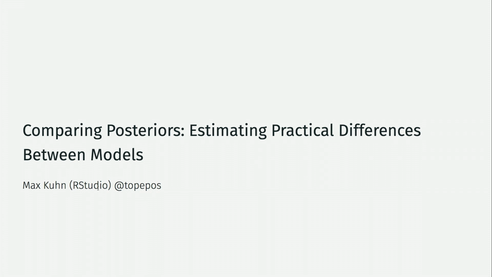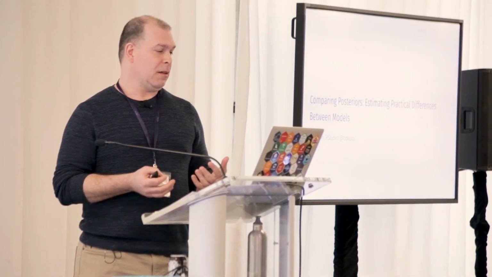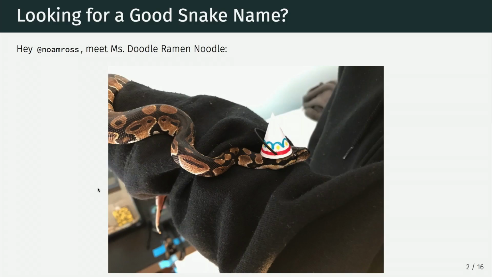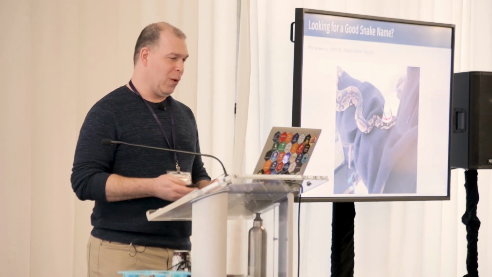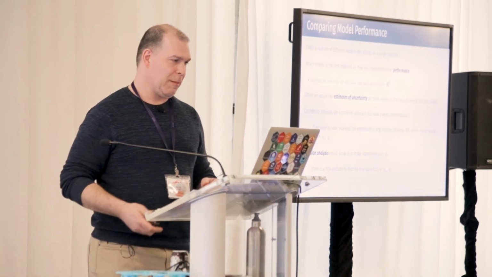And so I have some expertise here, we just got a ball python. And my son decided to name it Doodle Ramen Noodle. So I like to think that we're really good at naming animals. So if you need another long name for a pet, let me know and we'll hook you up. Anyway, he did make the party hat. So yeah. All right, so what are we here to talk about, or what am I here to talk about?